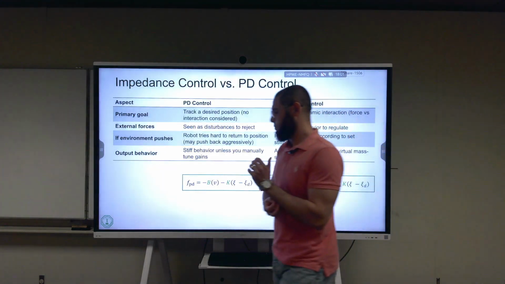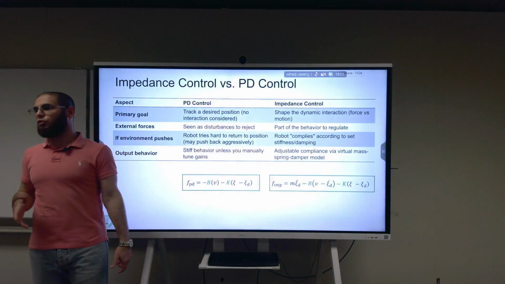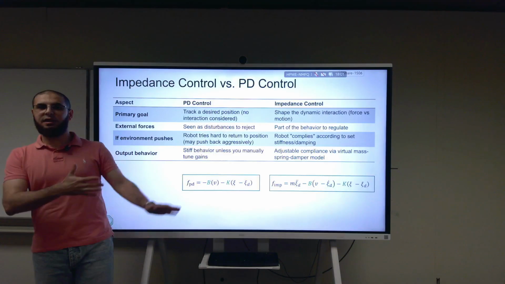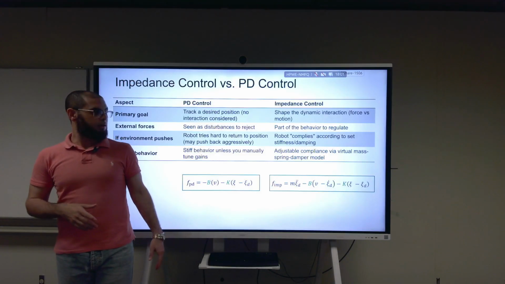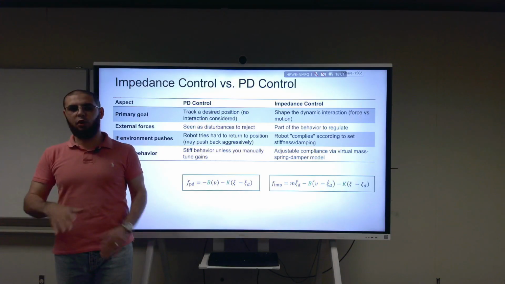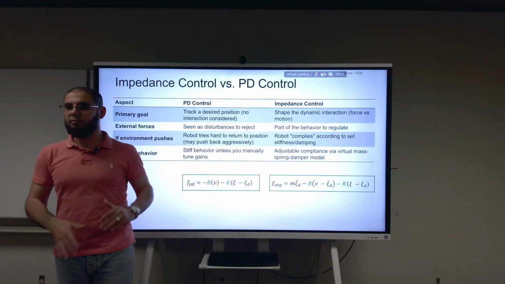Now, the good question is, how does this change from PD control? What's the difference between that and PD control? The first time Neville Hogan published this paper, 1985, immediately, I think a year or two afterwards, some people published and said, you know what, impedance control is rubbish. It's just PD control in disguise, and they have a point.